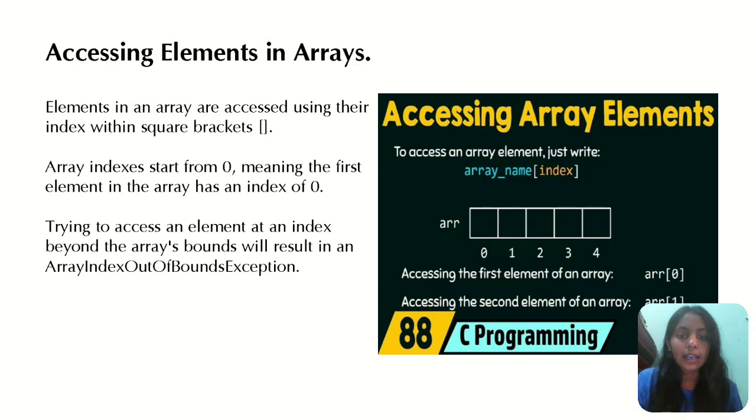Accessing elements in arrays. Elements in an array are accessed using their index within the square brackets. Array indexes start from 0, meaning the first element in an array has an index of 0. Trying to access an element at an index beyond the array's bounds will result in an array index out of bounds exception.